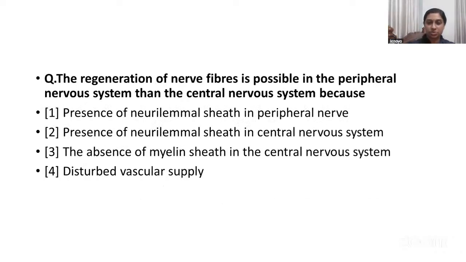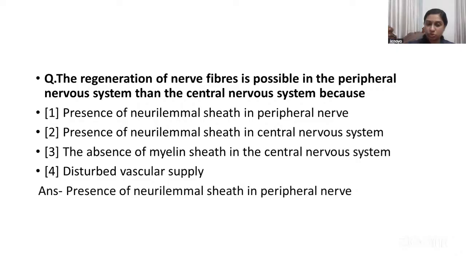So coming to the next question, the regeneration of nerve fibers is possible in the peripheral nervous system than the central nervous system because of the options: presence of neurolemmal sheath in the peripheral nerve, presence of neurolemmal sheath in the central nervous system, absence of myelin sheath in the central nervous system, and disturbed vascular supply. What's the answer? Answer is presence of neurolemmal sheath in the peripheral nerve.